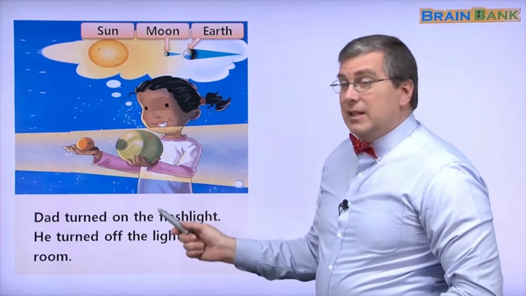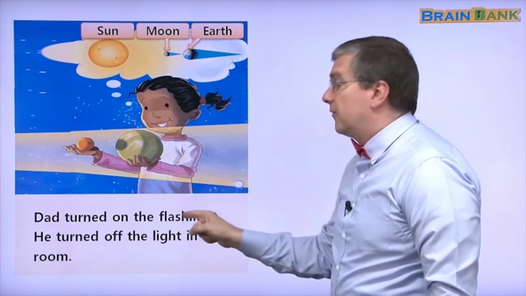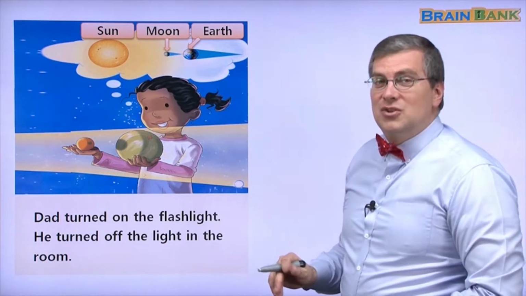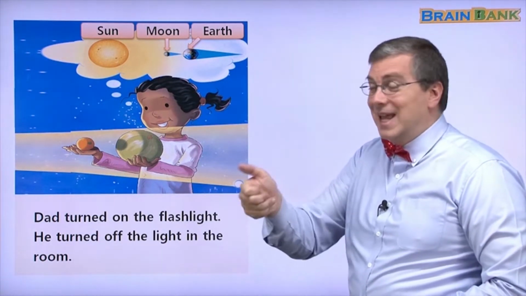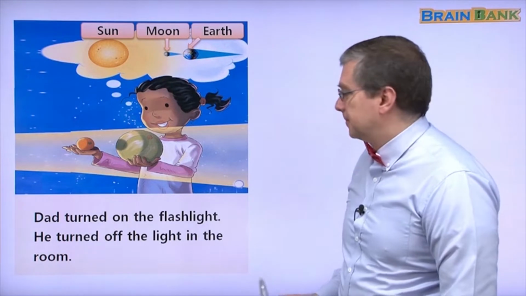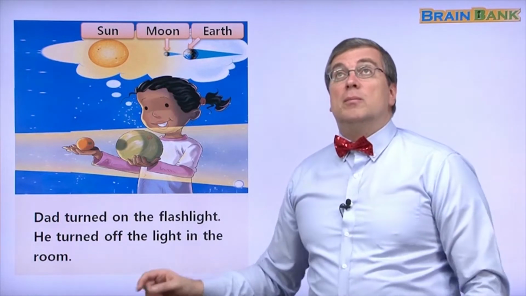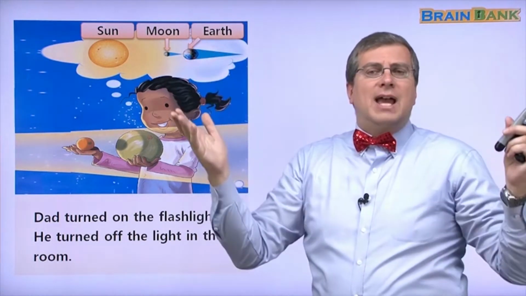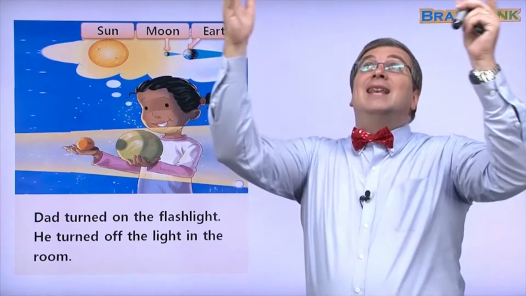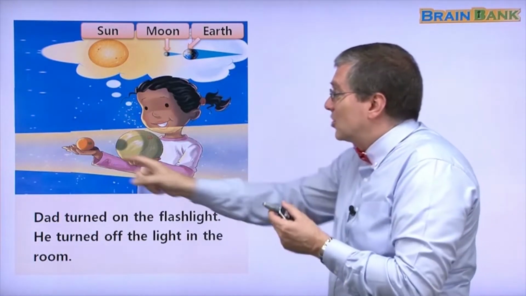What do we do next? Dad turned on the flashlight. Remember, the flashlight is 손전등. 손 is hand, 전등 is light, right? He turned on the flashlight. He turned off the light in the room. The light in the room. What is that? 형광등, right? The light in the room. Turn off, it's dark. Turn on the flashlight.